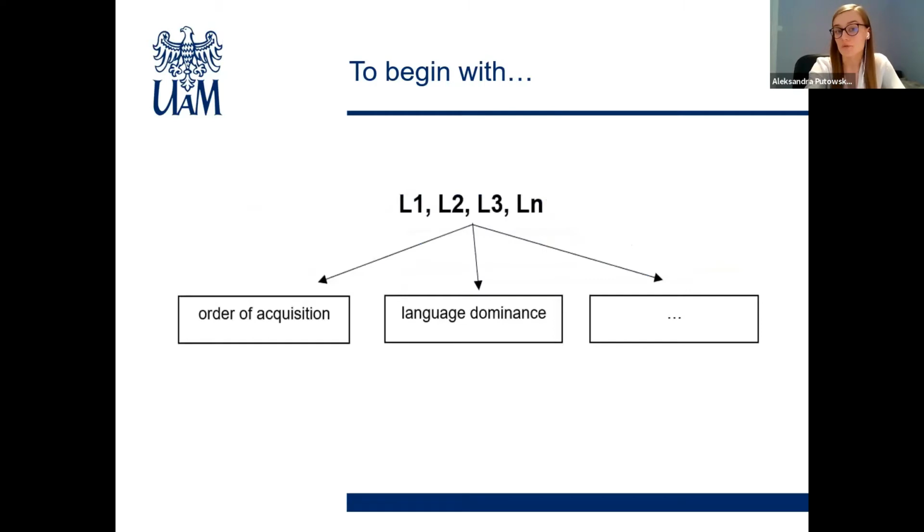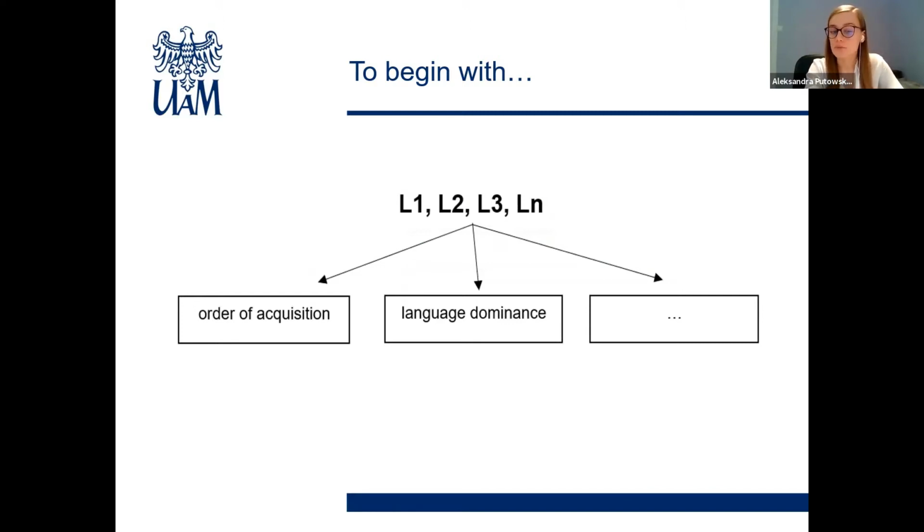The second important term to clear is language acquisition and the symbols L1, L2, L3. There are different criteria to classify the languages. Of course, the most common is to classify the languages by the order of acquisition. Then the mother tongue would be L1. The next language acquired after the mother tongue would be L2, and so on.